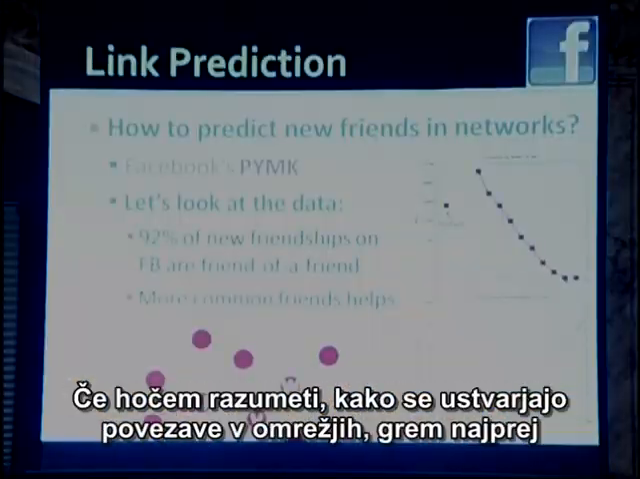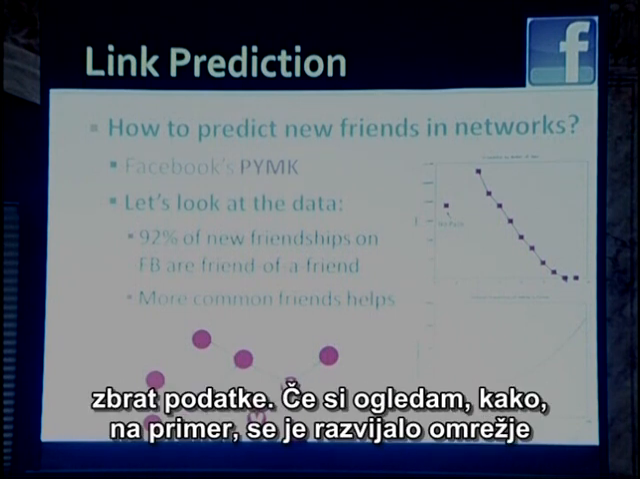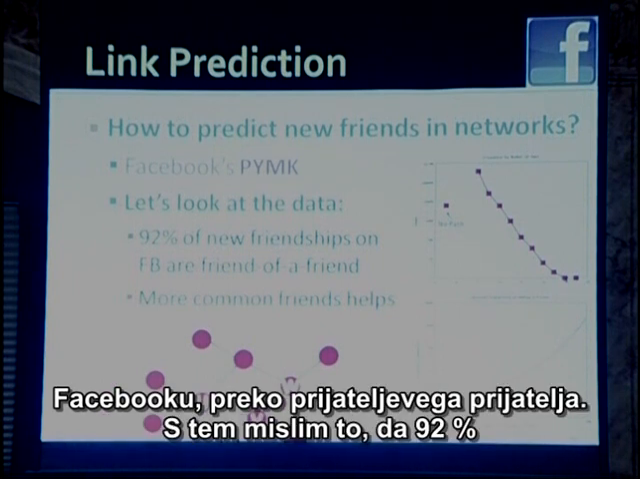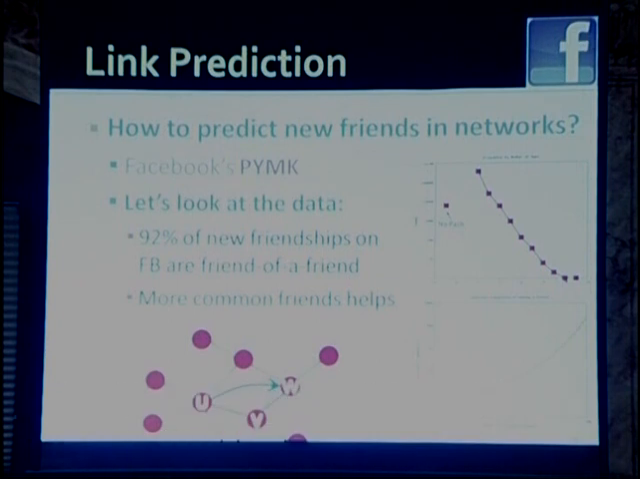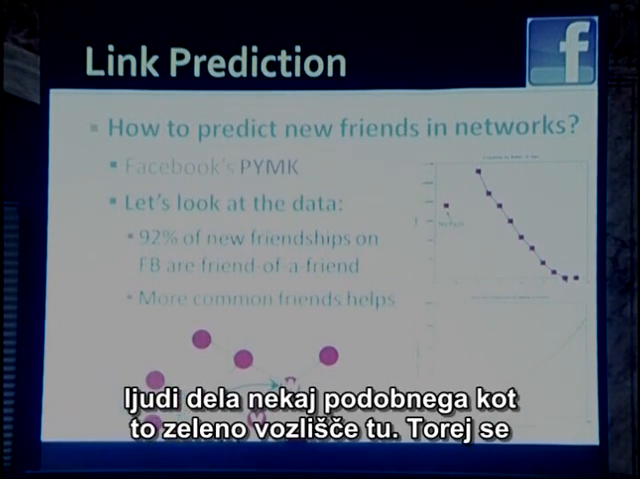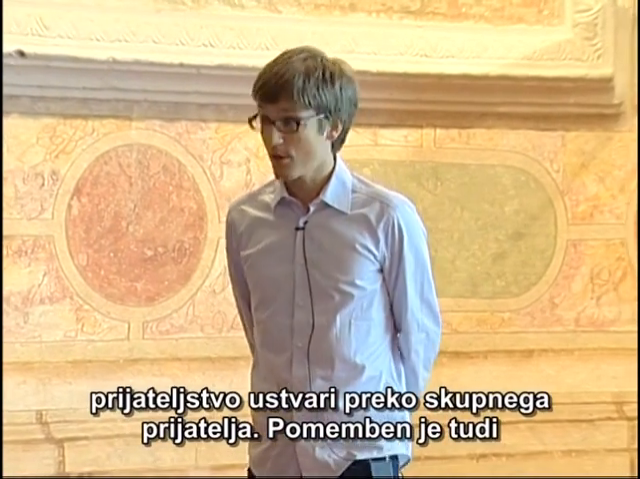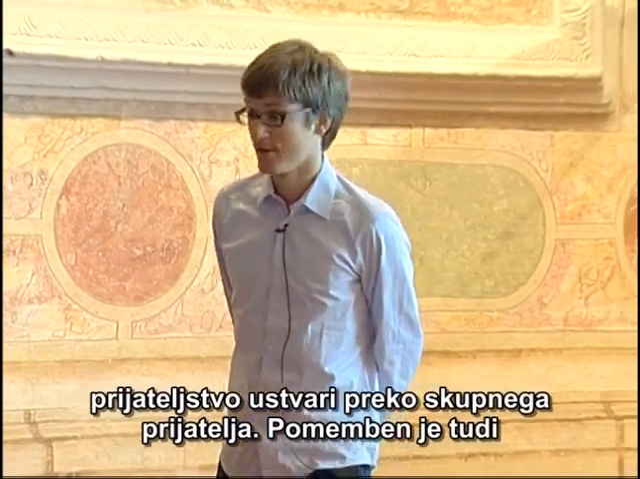So let me start at the beginning, right? If I want to understand how links are created in networks, first I go collect the data. If I look at how, for example, the Facebook network evolves, the first thing that I observe is that 92% of all the connections created in Facebook go through a friend of a friend. What I mean by that is that 92% of connections do something like this green link does. So connections tend to go through friends that I have in common.